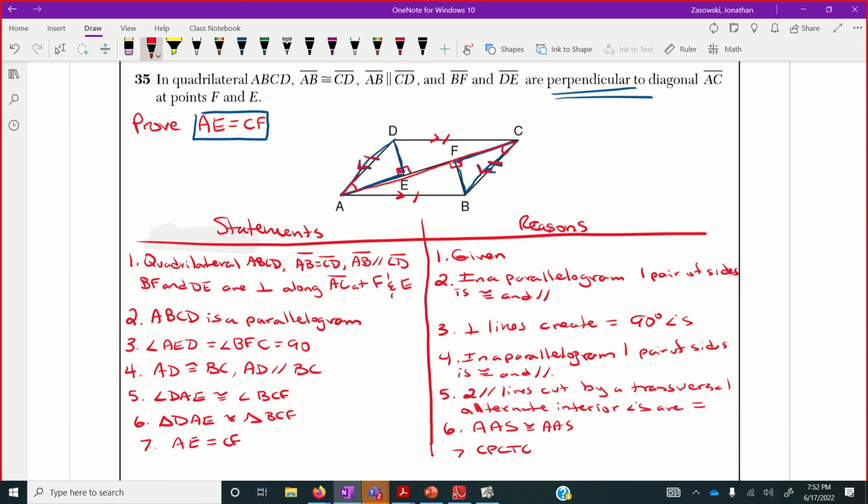Instead of doing statement 4, we could have gotten these two triangles equal with the interior angles. Okay. Use these right angles. And then we could have done this line equal to this line and then subtract away side EF from both and gotten those as well. So that was another option. But that is our proof.